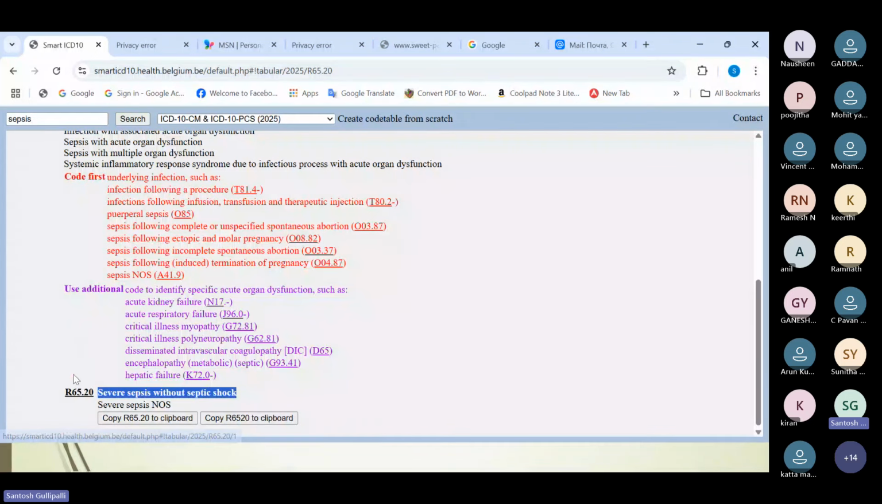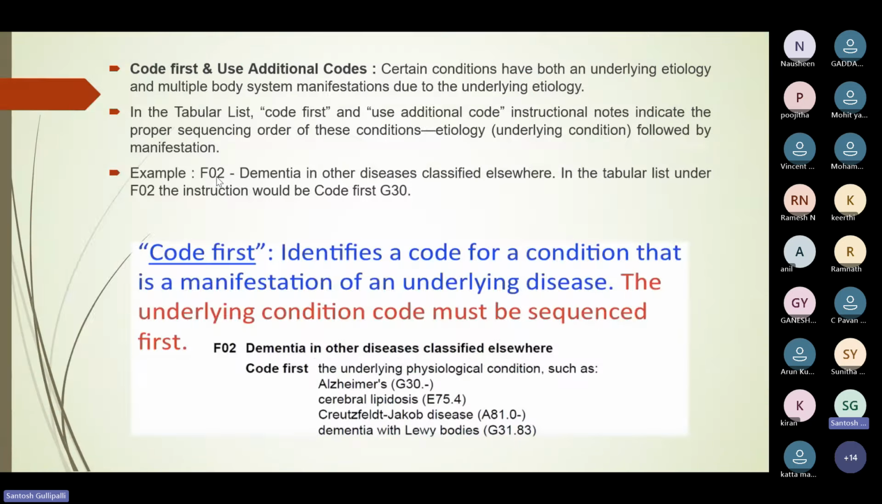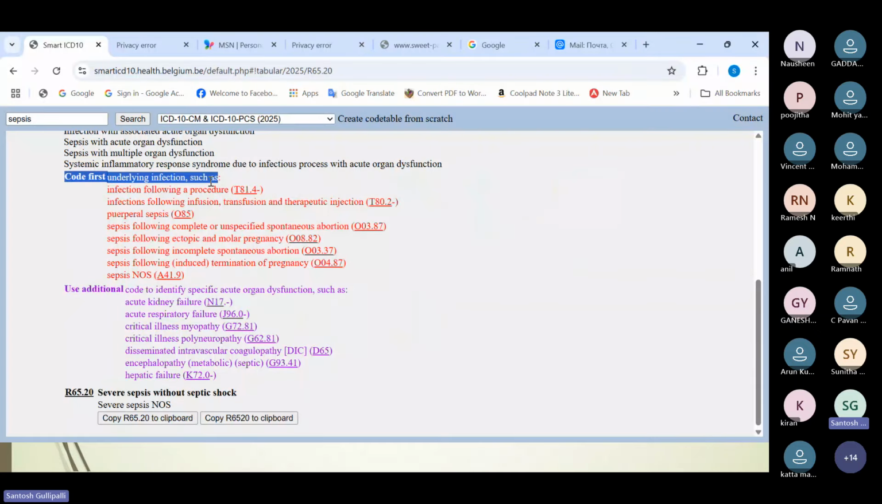But above R65.20, one specific coding guideline is there. That is: code first underlying infection, such as infection following a procedure. Basically, sepsis is a blood infection. What is meant by sepsis? Sepsis is a blood infection. The infected blood is circulated throughout the body.